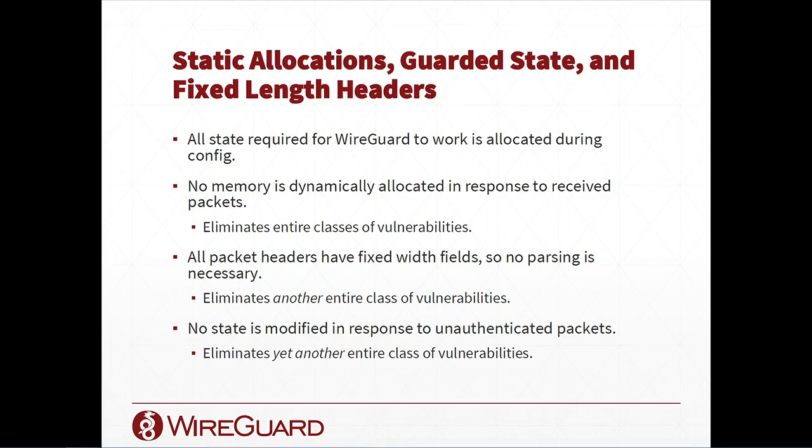We have a lot of defensive coding and defensive structures to make sure this can be implemented safely. All state that's required is allocated during config. We don't have any malloc bugs because we don't really need malloc. So this eliminates a whole class of vulnerabilities. All packet headers have fixed width fields, so there's no parsing. This is awesome. No parser vulns. Who would have thought? So simplest way to eliminate a whole class of vulnerabilities.